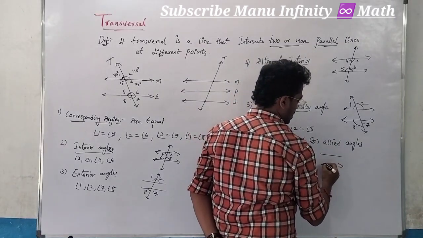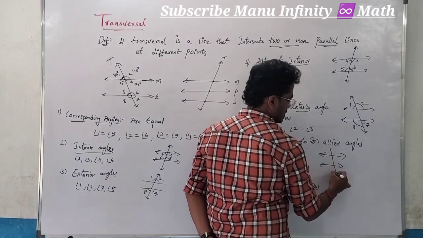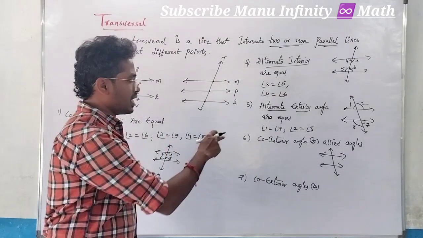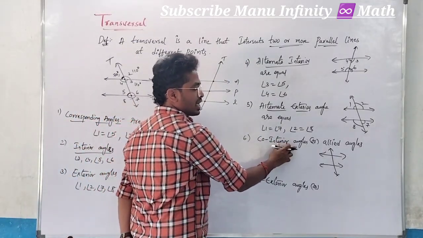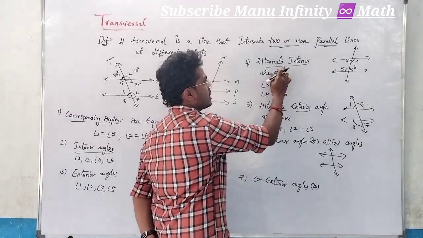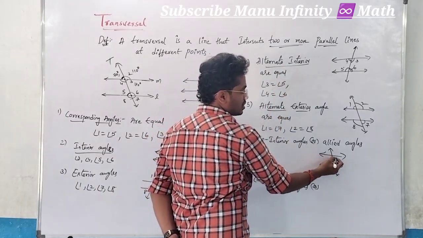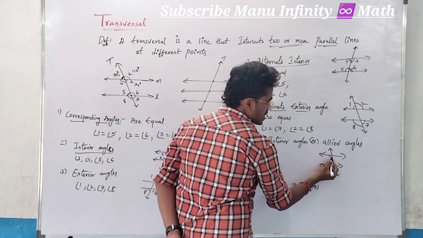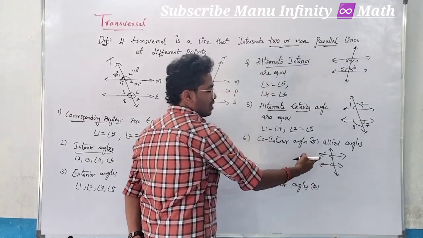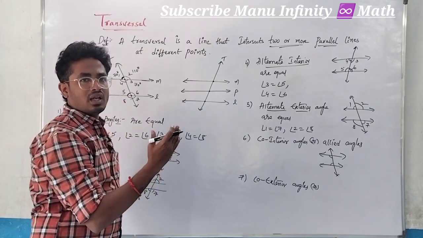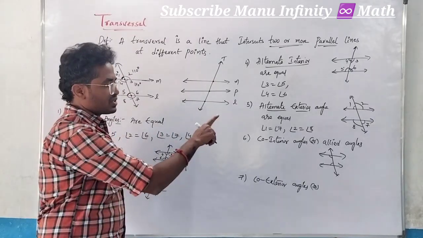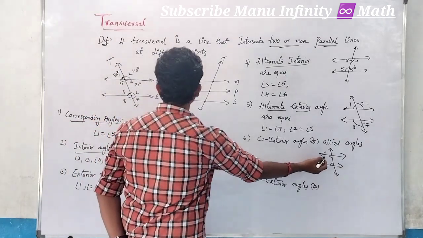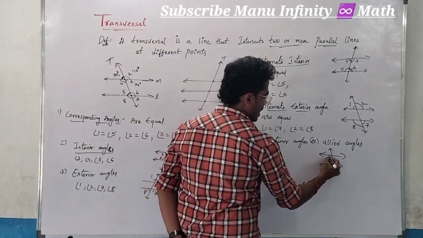Now see co-interior angles. These two are the parallel lines, and this is the transversal. Now we divide into 8 angles. For co-interior angles, in alternate interior angles we already discussed them. How many interior angles are there in total? There are 4. Among them, co means which are on the same side. See, two angles are on the left side of the transversal, on the same side. First of all, angle 4 and angle 5.